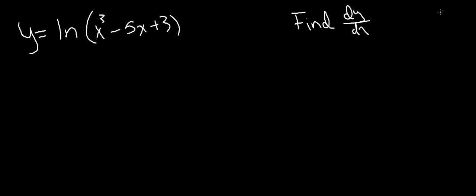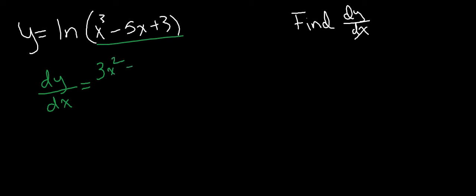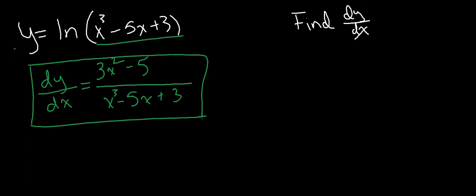So I'm actually going to do that, writing it all in green, because I wrote it in green earlier with the u prime over u. So dy/dx is going to equal the derivative of the inside. For x cubed, you bring the 3 down and raise x to the power 2, which is 3x squared. The derivative of 5x with respect to x is just 5, and the derivative of a constant is 0. And you divide it by the inside, so we divide by x cubed minus 5x plus 3. And that would be the derivative of this function right here.